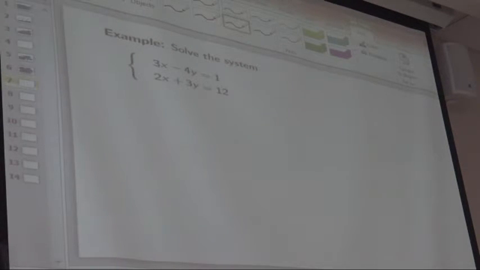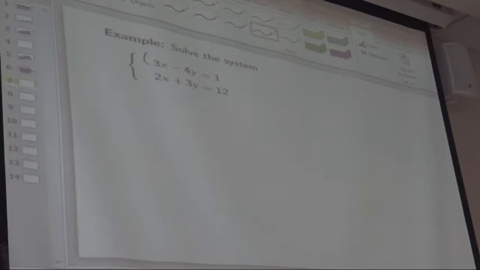Okay, now let's do one more. So 3x minus 4y equals 1, and 2x plus 3y equals 12. Now we can either remove the x component or the y component. It doesn't matter. So let's remove the y component. You can choose x, it doesn't matter, as I said.